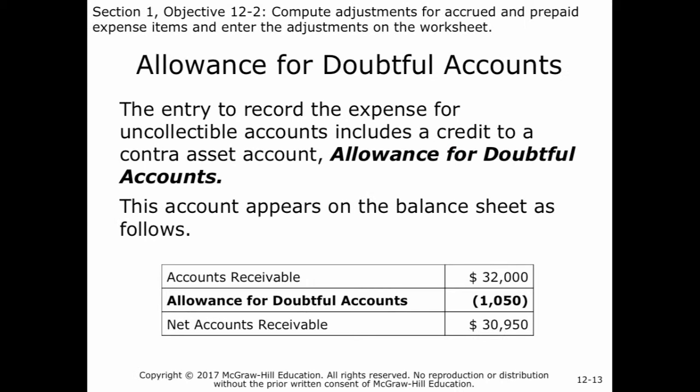So all that is left to do is subtract the allowance for doubtful accounts from the accounts receivable account on the same balance sheet. So for the purpose of this example, we have here a balance of $32,000 in accounts receivable, and we must subtract $1,050 in the allowance for doubtful accounts from accounts receivable. So the net accounts receivable will now be $30,950.